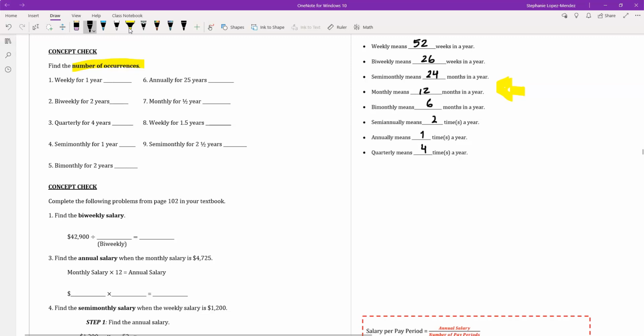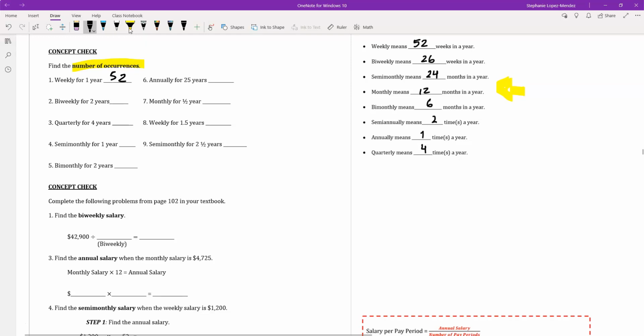So for number 1, we have weekly for 1 year. If I go to my little table here, I know that weekly you get paid every week, and there are 52 weeks in a year. So my answer is 52.